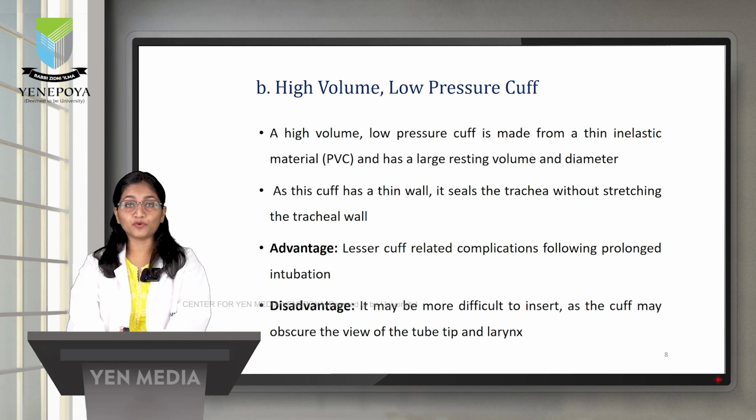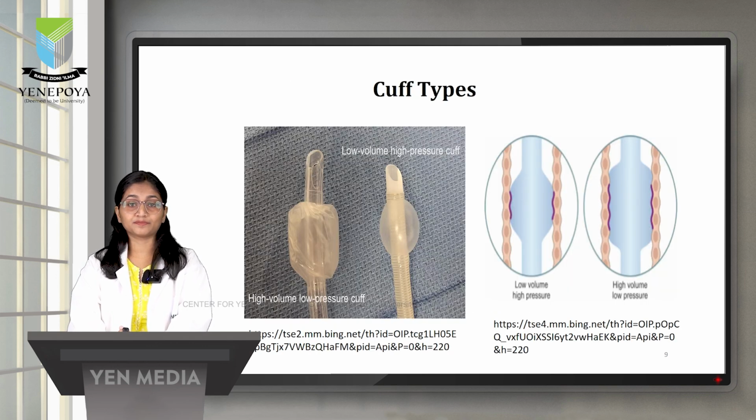Second one is the high volume low pressure cuff. A high volume low pressure cuff is made from a thin inelastic material, that is polyvinyl chloride material, and has a large resting volume and diameter. As the cuff has a thin wall, it seals the trachea without stretching the tracheal wall. The advantage of a high volume low pressure cuff is that it causes lesser cuff related complications following prolonged intubation. And the disadvantage is that it may be more difficult to insert as the cuff may obscure the view of the tip and the larynx.